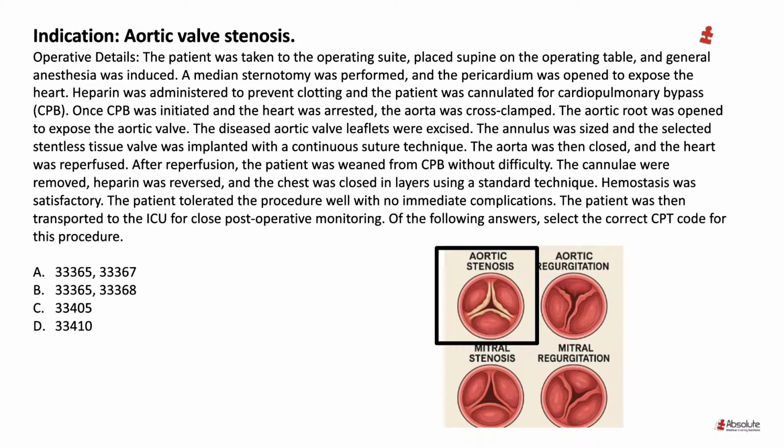The aorta was then closed and the heart was reperfused. After reperfusion, the patient was weaned from CPB without difficulty. The cannulae were removed. Heparin was reversed, and the chest was closed in layers using a standard technique. Hemostasis was satisfactory. The patient tolerated the procedure well with no immediate complications. The patient was then transported to the ICU for close postoperative monitoring.